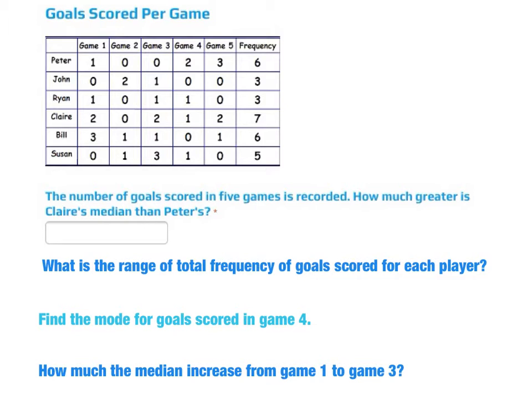So some example questions would look like this. Using this table, you can see that different teammates or players scored different amounts of goals during their first 5 games of a season. Our first question is comparing Claire's median and Peter's median. So I'm going to look at Claire's goals over the first 5 games, and Peter's goals scored in the first 5 games, and compare their medians.